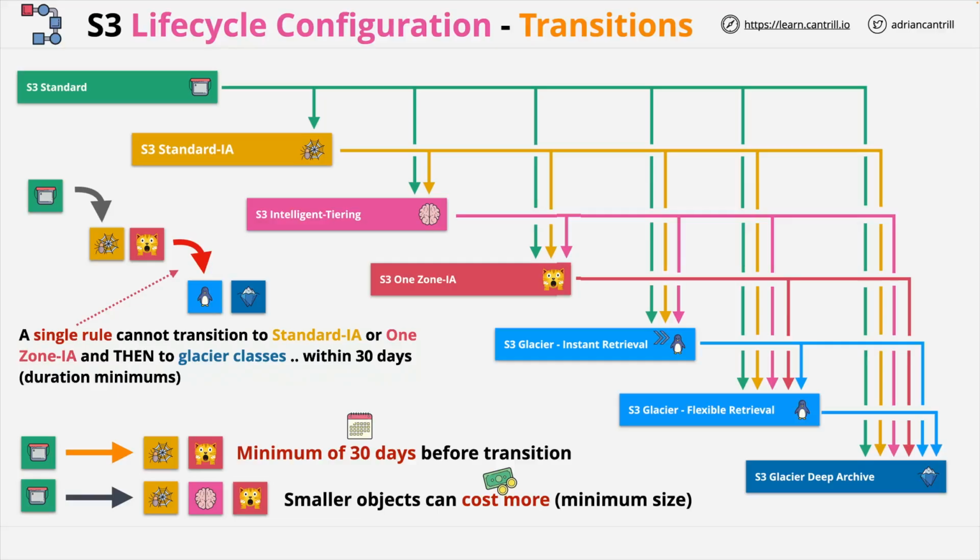With a single rule, the object has to be within standard infrequent access or one zone infrequent access for 30 days before that same rule can then move those objects through to any of the Glacier classes. You can have two rules which do that process without that 30-day gap, but a single rule, there has to be a 30-day period where the object is in the infrequent access tiers before moving into the Glacier tiers.